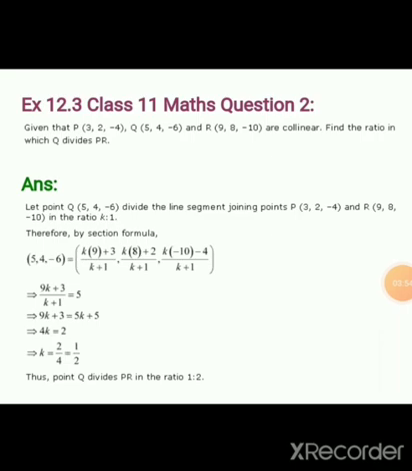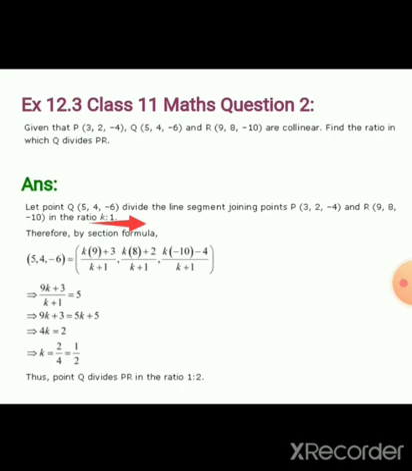Next, second question is given that points P(3, 2, -4), Q(5, 4, -6) and R(9, 8, -10) are collinear, then find the ratio in which Q divides PR. So here to show collinear, we have to prove by using this procedure. Let us consider the point Q(5, 4, -6) divides the line segment PR. They have not given the ratio, so we have to use the ratio k:1.